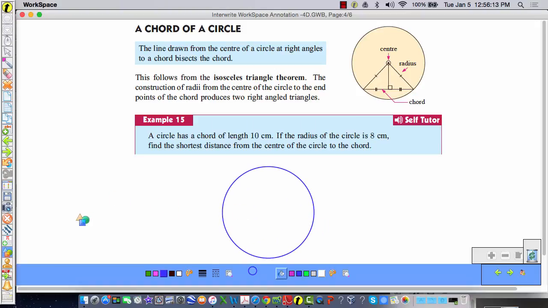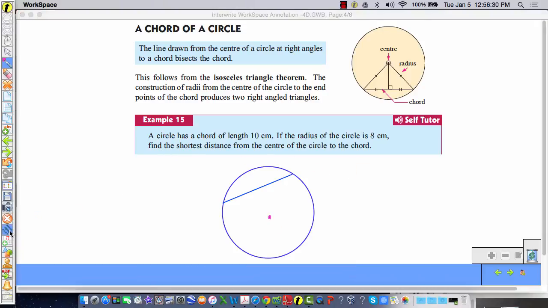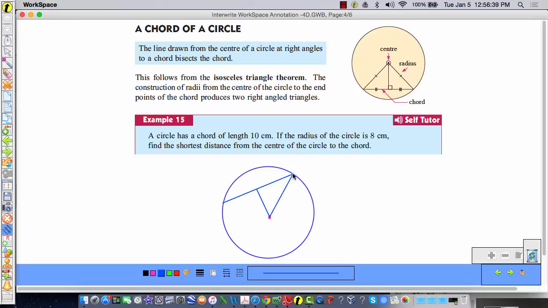A circle has a chord of length 10 centimeters. Let's draw that puppy. 10 centimeters. If the radius of the circle is 8, so I'm going to need a center here, find the shortest distance from the center of the circle to the chord. Well, the shortest distance from the center is going to be perpendicular to the chord. And I also know the length of the radius is 8. So let's see how that's going to work out.